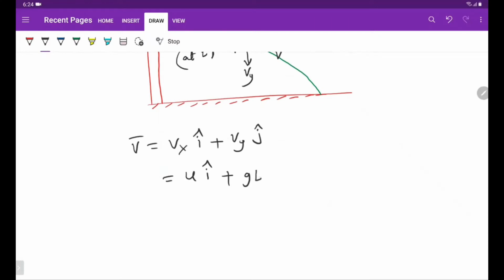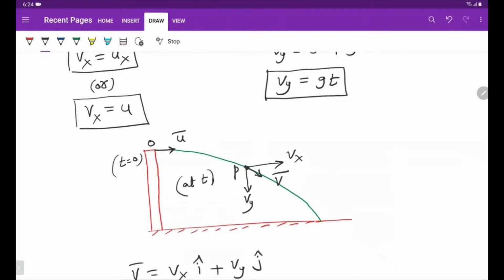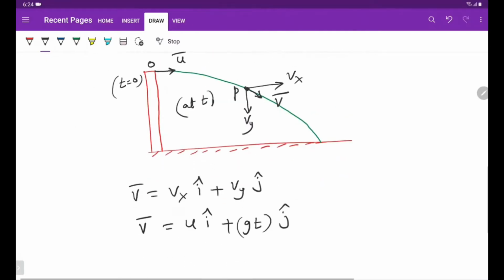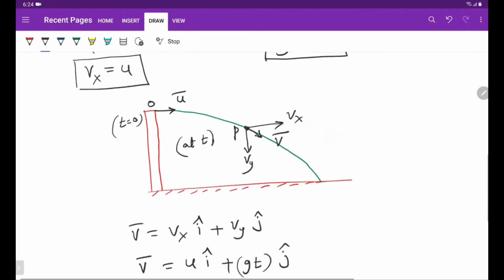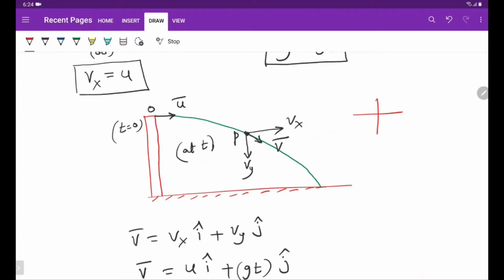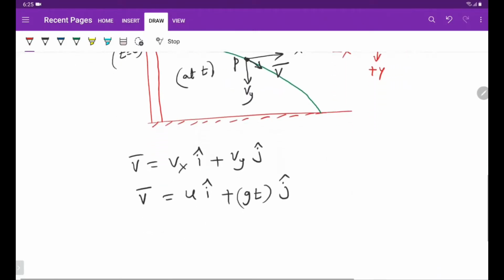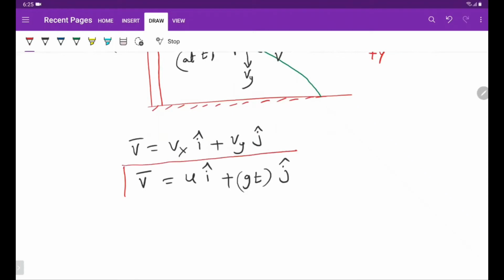Vy is gt times j cap. We know downward direction is positive, and that is the reason Vy is positive here. We are following this coordinate system: downward is positive y, upward direction is minus y, right side plus x, left side minus x. So finally we got the velocity at any time. After time t, this is the velocity of the projectile.